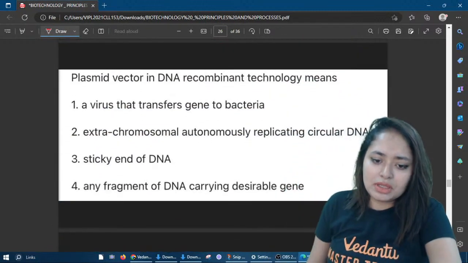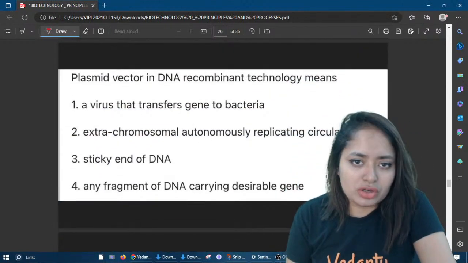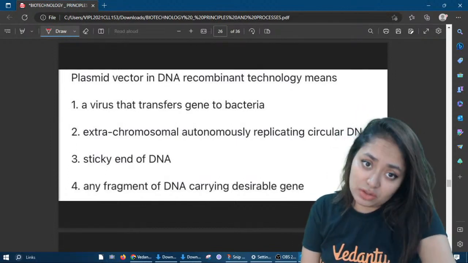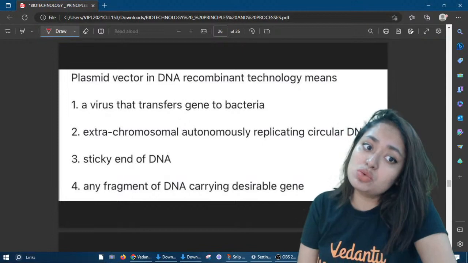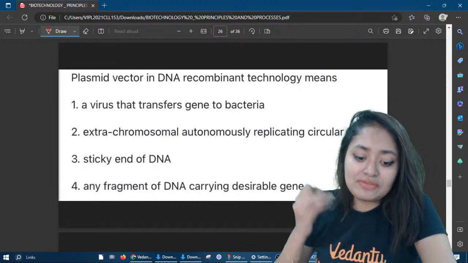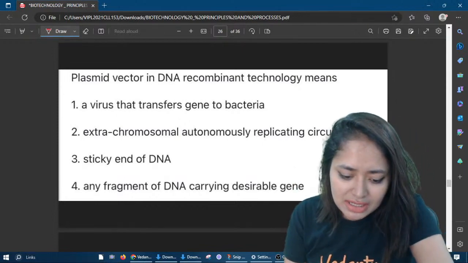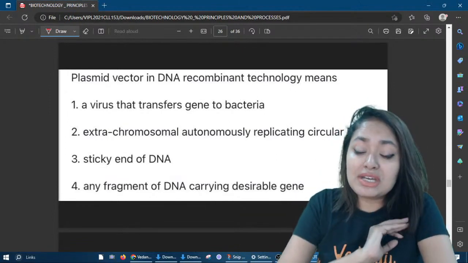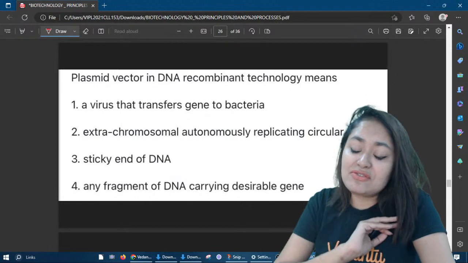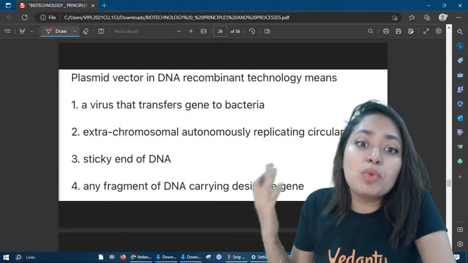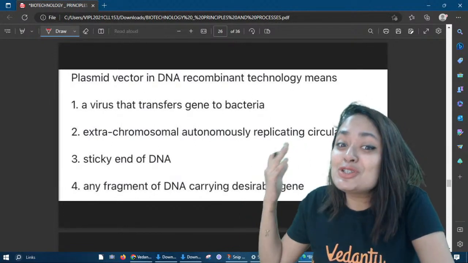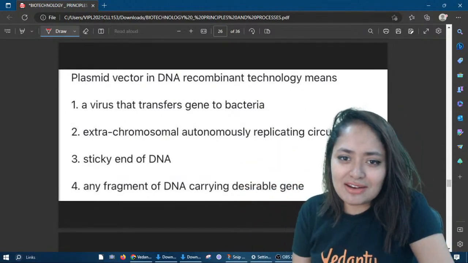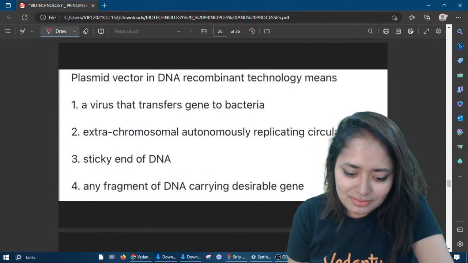Here is the next question. Plasmid vector in DNA recombinant technology means what? Plasmid vector in DNA recombinant technology means what? Read the question carefully. Very, very, very important. Ma'am, it is given in NCERT. Riya, all questions are taken only from the NCERT. Whatever questions I'm giving you today, everything is NCERT, because obviously this is for board examinations, which is going to happen tomorrow. Right? Please. Plasmid vector in DNA recombinant technology means. Come on.